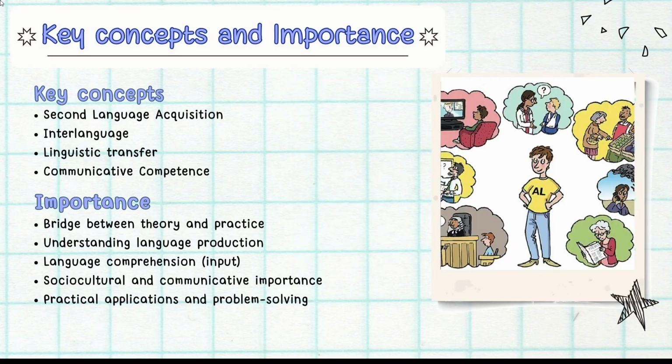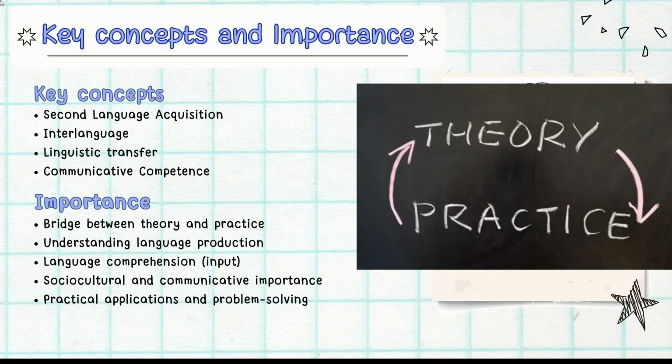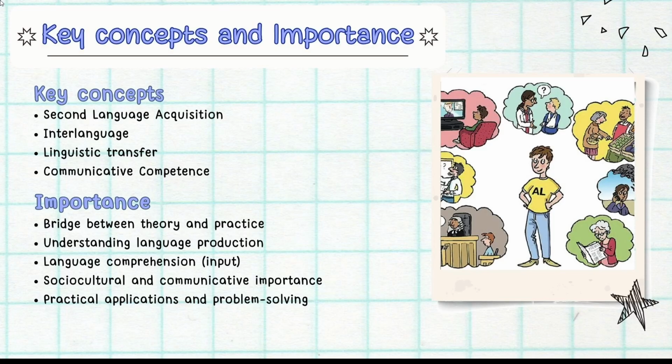Now, why is applied linguistics important for understanding how language is produced and understood? First, it connects theory and practice. For example, theories about grammar learning help teachers decide when and how to teach certain structures. If we know that the S in "she runs" comes later in learning, we don't need to force beginners to use it too early. Second, applied linguistics helps us understand how we produce language.